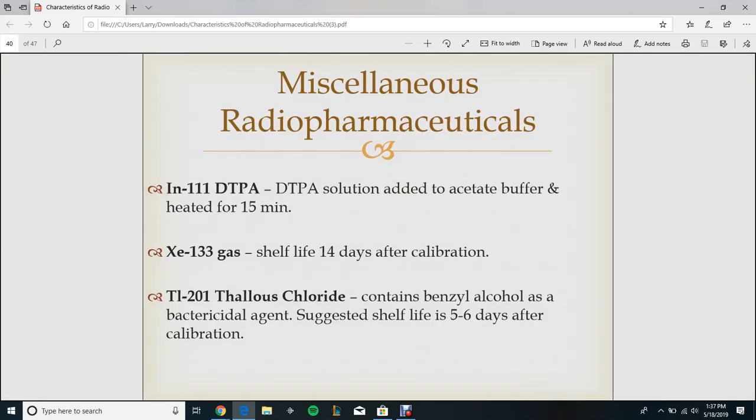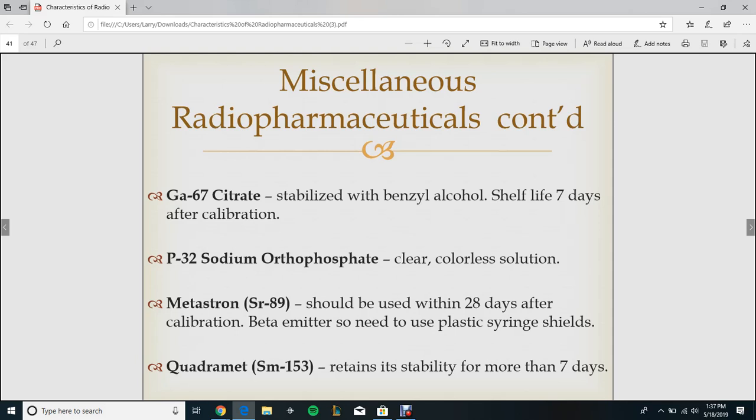Miscellaneous radiopharmaceuticals. Indium-111 DTPA. DTPA solution added to acetate buffer and heated for 15 minutes. The xenon-133 gas shelf life is 14 days after calibration. The thallium-201 thallous chloride contains benzyl alcohol as a bacteriostatic agent. Its suggested shelf life is 5 to 6 days after calibration. Gallium-67 citrate is stabilized with benzyl alcohol. The shelf life is 7 days after calibration.